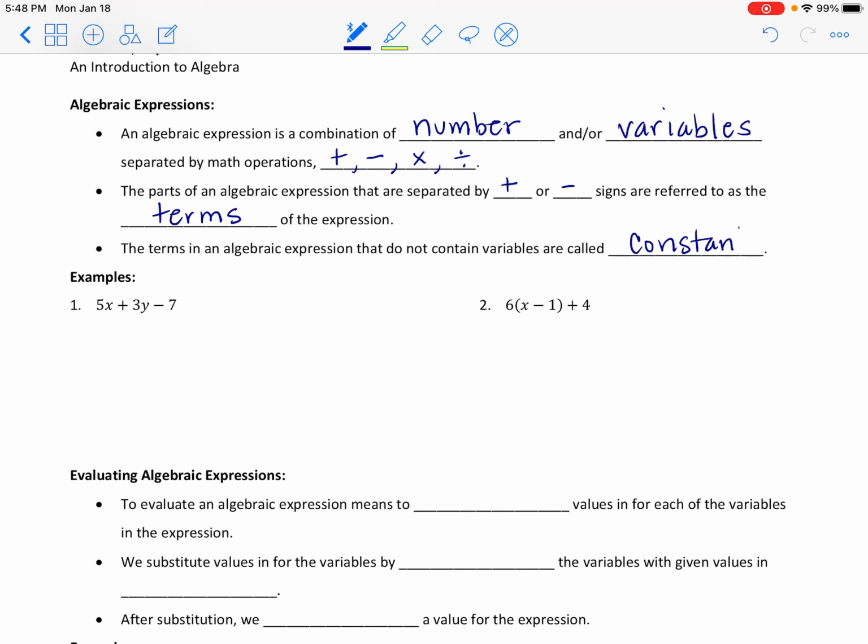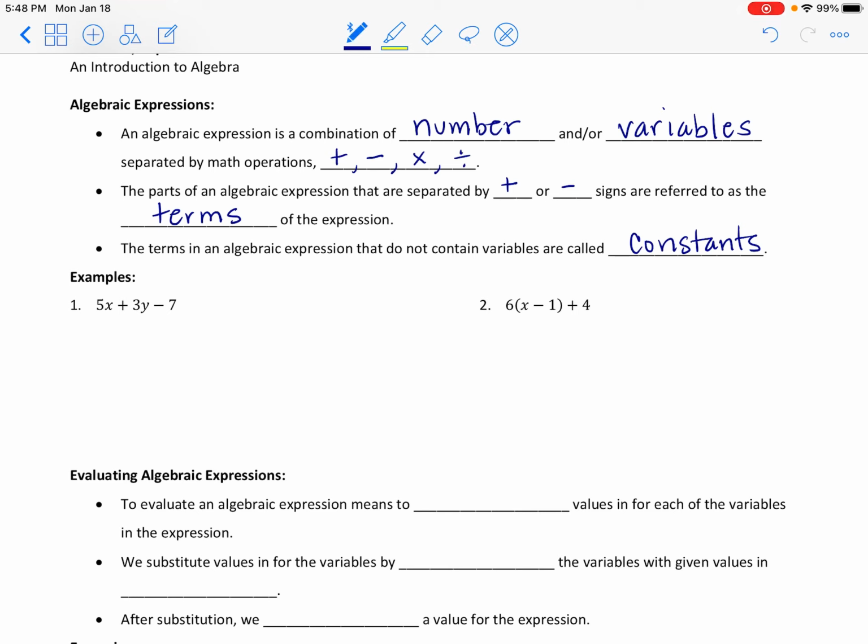Okay, so just to wrap our brains around some of the vocab, for example 1, if we're looking at something like 5x plus 3y minus 7, that is a perfect example of an algebraic expression. The first two pieces we see, the 5x and the 3y, are called variable terms. And again, terms are separated by pluses and minuses, right? So what we're looking at is one term plus a second term minus a third term. So we've got three terms here.